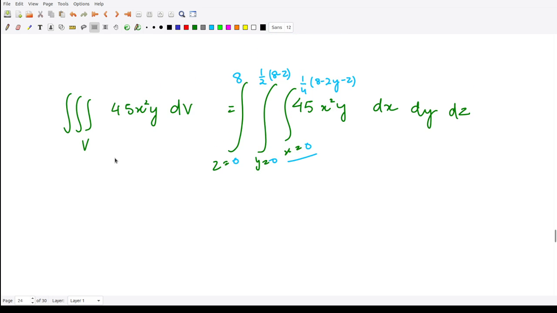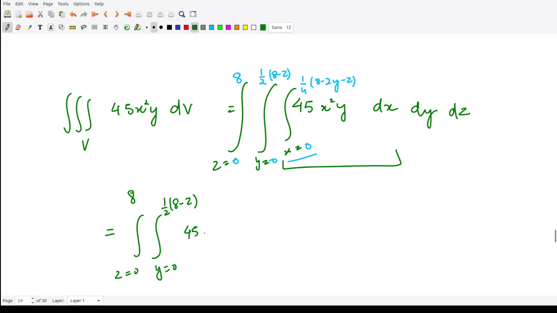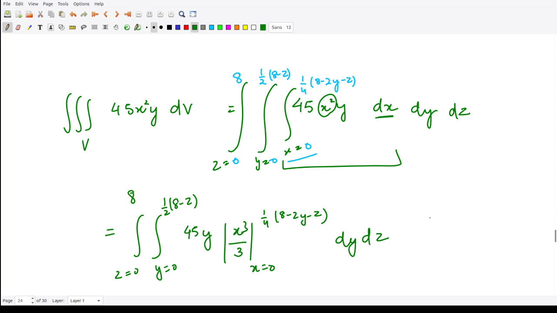So we have the value here as equal to, first of all we'll solve this integration with respect to x. So you have z from 0 to 8 and y from 0 to 1 by 2 (8 minus z), and then 45 and y are constant because we are performing integration with respect to x. So the integration of x square would be x cube by 3, and we'll substitute the limits for x varying from 0 to 1 by 4 (8 minus 2y minus z), dy dz.